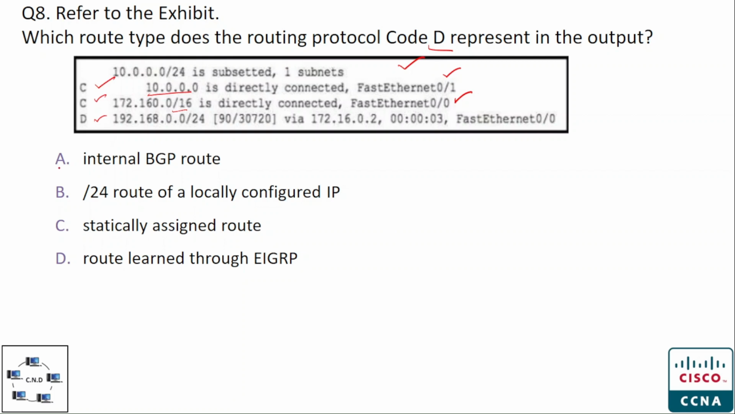Okay, so the options are option A, internal BGP route, option B, /24 route of a locally configured IP, option C, statically assigned route, and option D, route learned through EIGRP. And the correct option is that the D in this entry means that this route is learned through EIGRP.